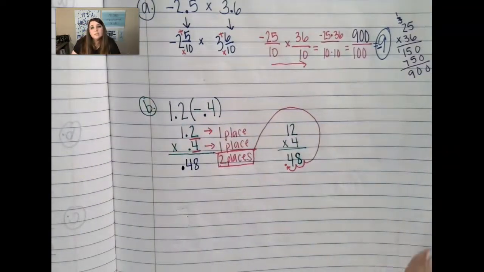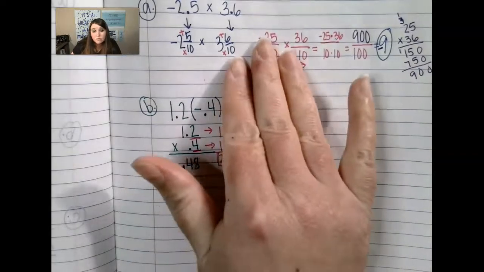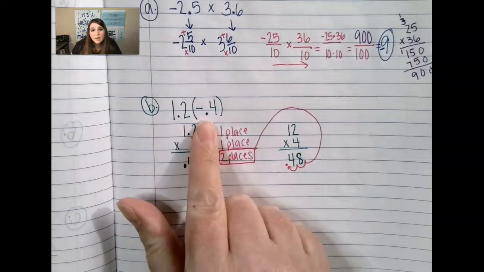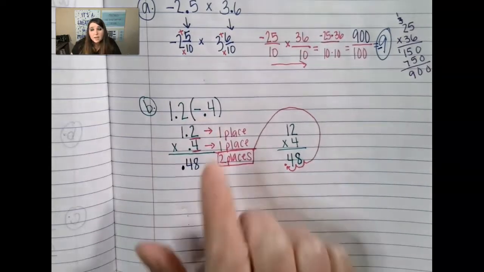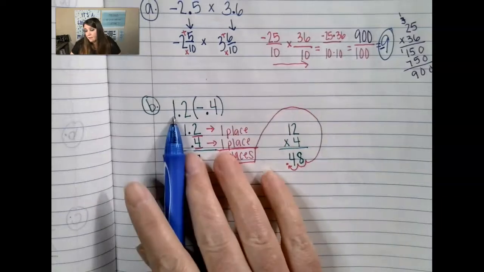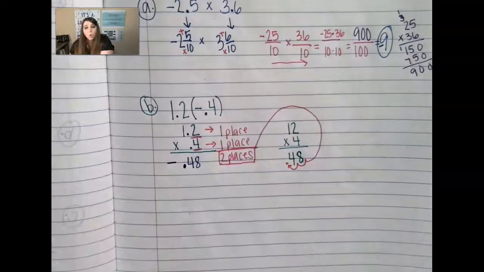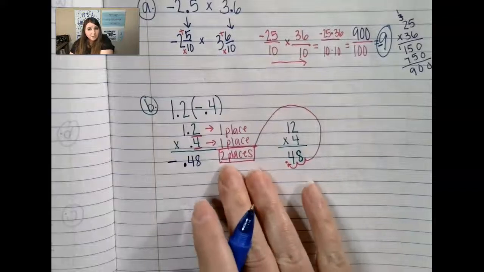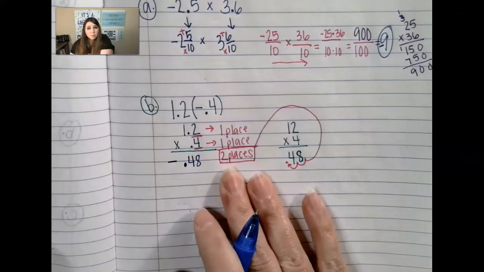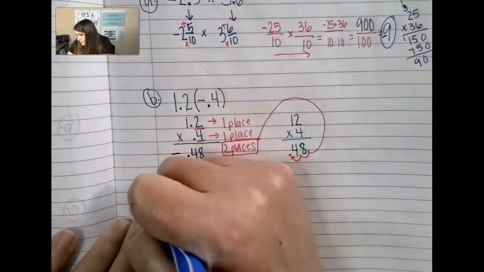So you can solve this problem by sticking with fractions if you want: 1 2/10 times negative 4/10, and I need to put my negative sign on here because I have a positive times a negative. Or you can solve it by multiplying like normal and then just moving your decimal point over. Okay, let's do another example.